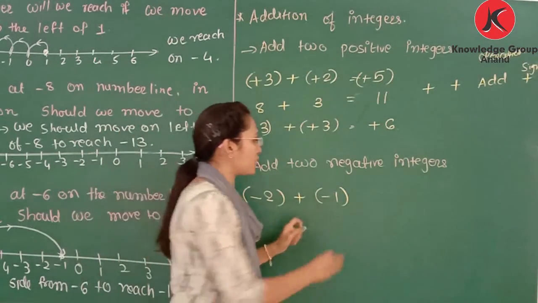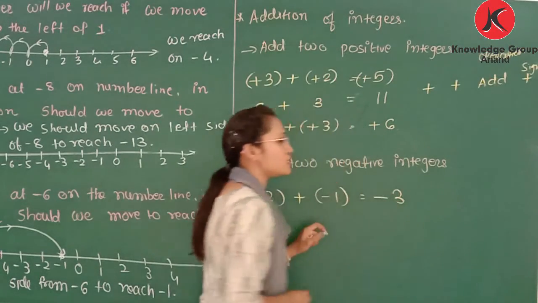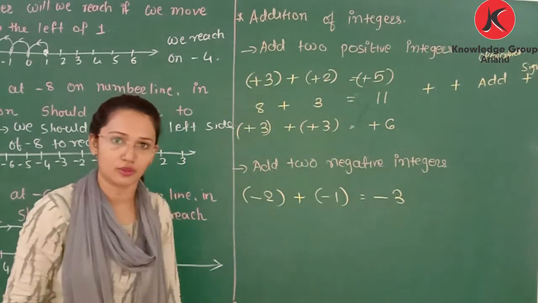So 2 plus 1 that is 3, but the sign is of the greater number, that is negative.